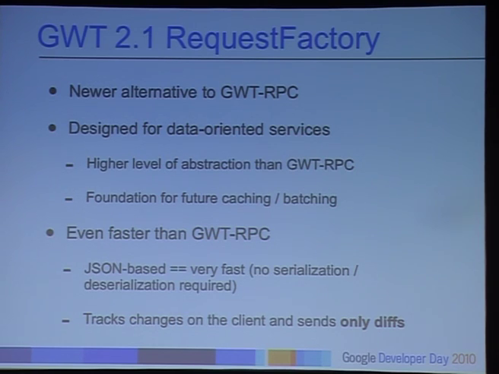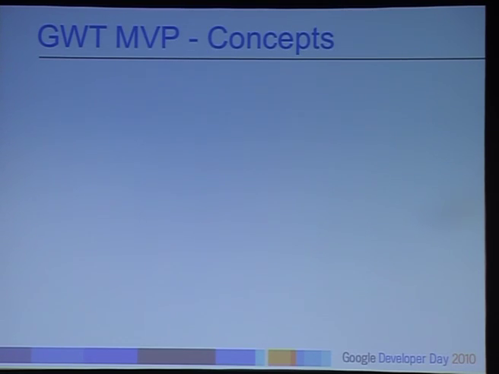It's even faster than GWT RPC because it's based on JSON and doesn't require the GWT compiler to create all the serializers and deserializers that used to be required. And very importantly, it tracks the changes on the client that you make to your objects and then automatically sends only the deltas, or differences, to the server. And so that's functionality that you no longer have to think about. If you use the request factory model, then GWT will take care of that for you.